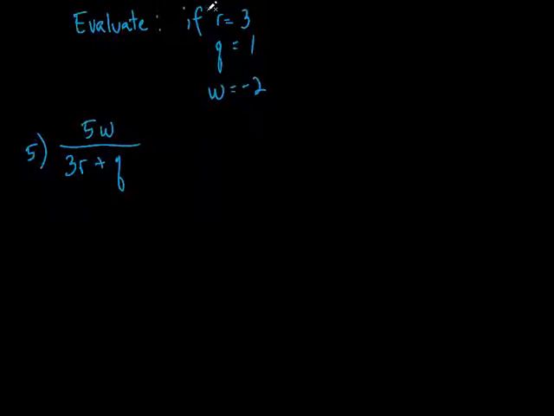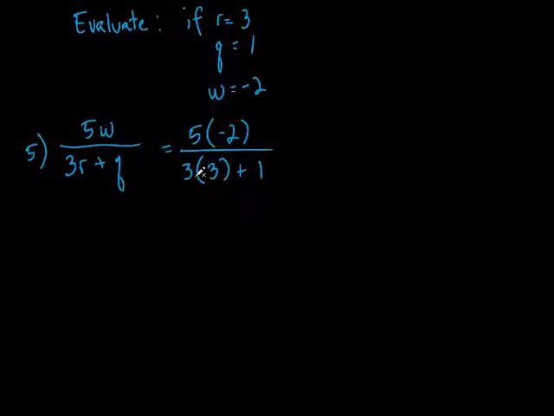It's all set up for us. This is what R, Q, and W are equal to, so we're just plugging and chugging, right? We just take this stuff and we just plug it in. So we've got 5 times W. Now when you multiply two things together, I think it's best in algebra to use parentheses around this thing. Okay, 5W, so that would be 5 times negative 2 over 3 times R, so it's 3 times 3, and then plus Q, which is a 1.